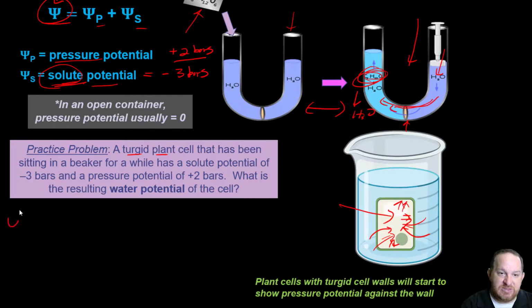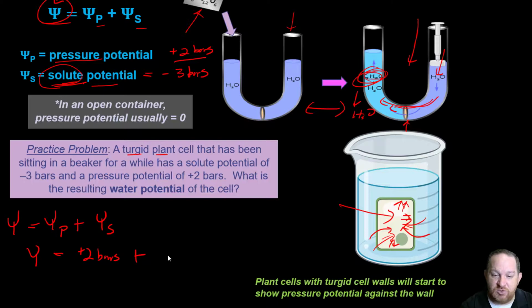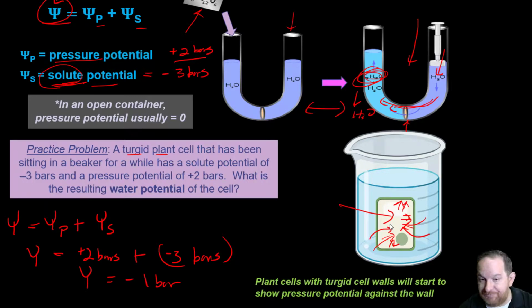Let's do it. All right, so we see the water potential is equal to the pressure potential plus the solute potential. So in other words, our water potential is equal to the pressure, which we said is +2 bars, plus the solute potential, which is going in the opposite direction, -3 bars. What that means is the overall potential is -1 bar, that the water will still be moving inside because of that solute. So we have a -1 bar of water potential.